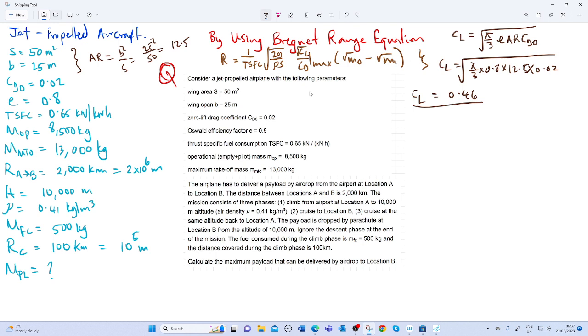Don't let us forget we need to calculate our CD. CD equals 4 over 3 CD0. That becomes 4 over 3 times 0.02, which gives us 0.027. So our CD equals 0.027.